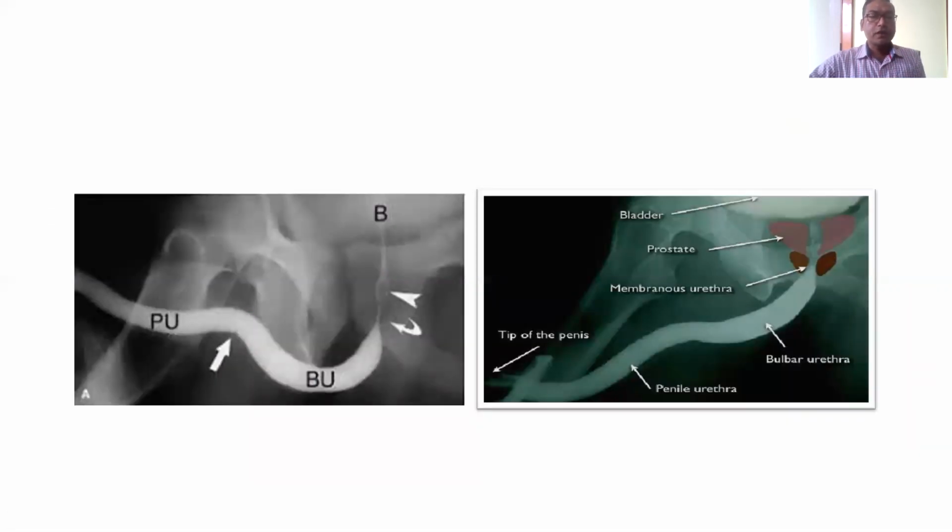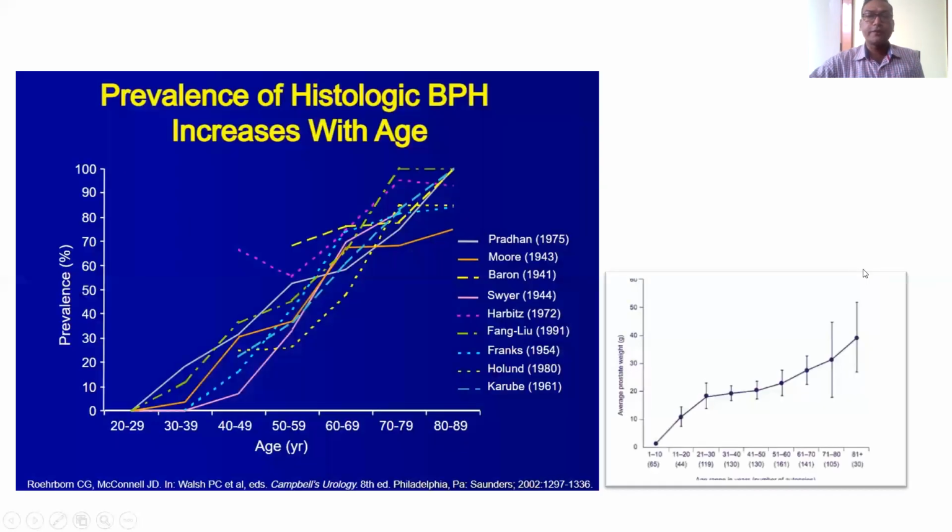This is a retrograde urethrogram of a normal patient, and these are the landmarks. This is the level of the verumontanum, and herein lies the membranous urethra, and this is the level of the external sphincter. Just above the verumontanum in this part, these are the lobes of the prostate.